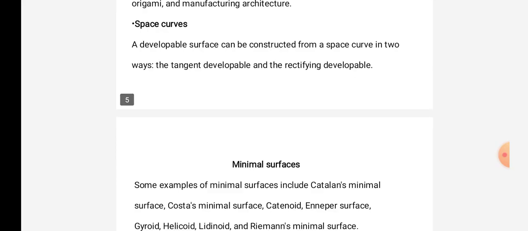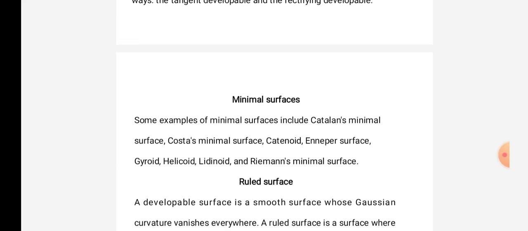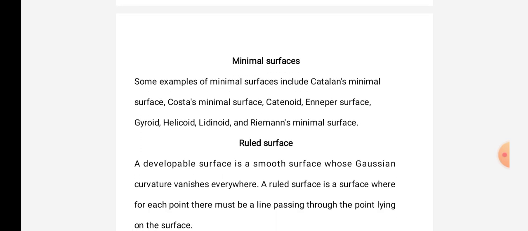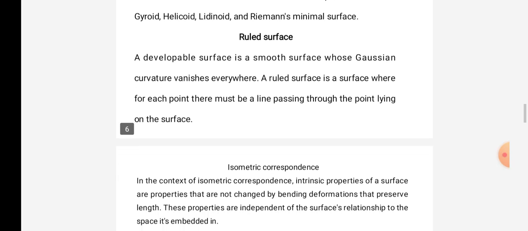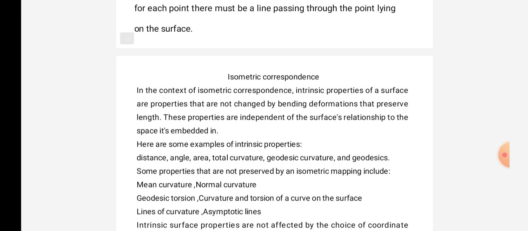Minimal surface. Examples of minimal surfaces include the catenoid, Scherk's minimal surface, and so on. Ruled surface. A developable surface is a smooth surface whose Gaussian curvature vanishes everywhere. A ruled surface is a surface where for each point there is a line passing through the point that lies on the surface.